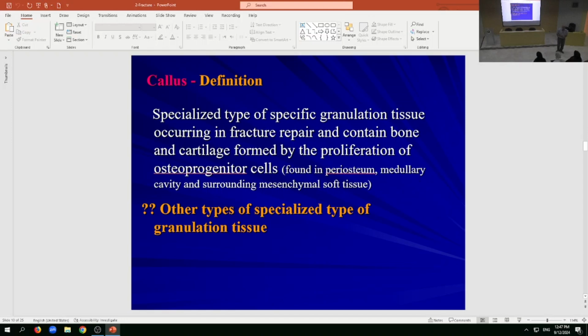Do you know of any other special type of granulation tissue? I'm sure you know. In this unit we will study several of them. This is one. We will come to see if there are others. Keep it in mind.